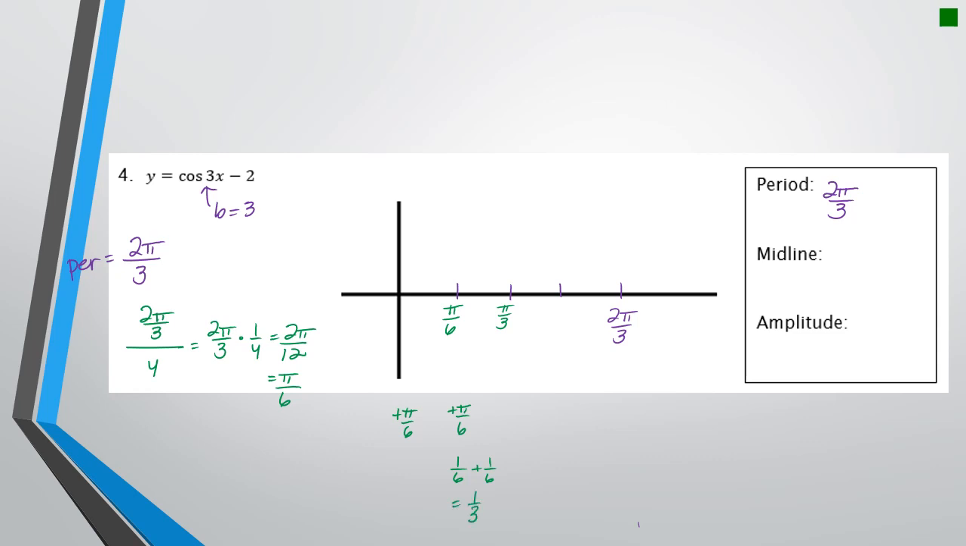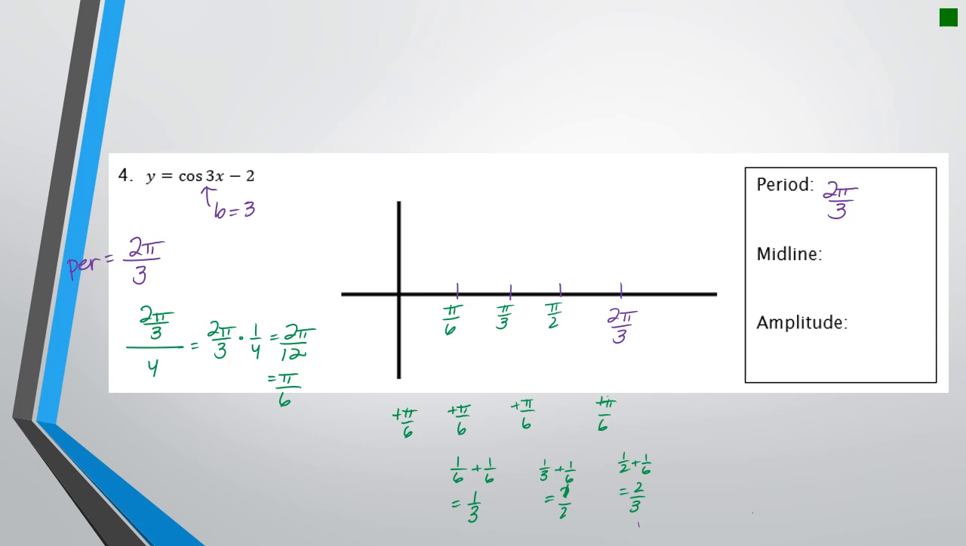And then I'm going to add pi over 6 again, and it's going to give me pi over 2. So again, in your calculator, you're going to take 1/3 plus 1/6, and it's going to give you 1/2. And then what I like to do is add pi over 6 one more time, so take 1/2 plus 1/6, and double check that you actually get 2/3. That's how you can kind of double check that you have the right tick marks going on.